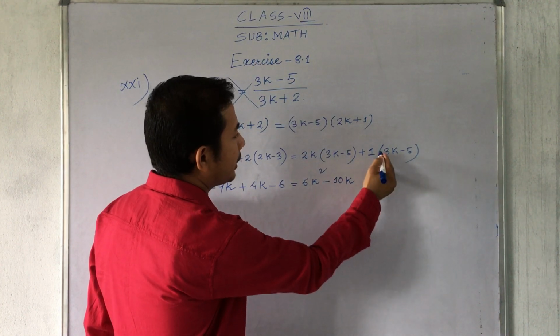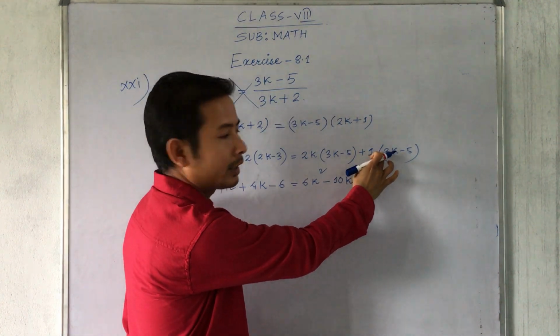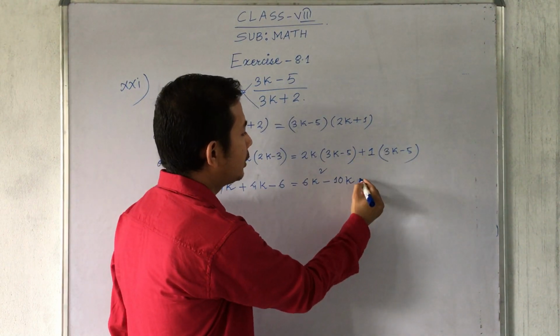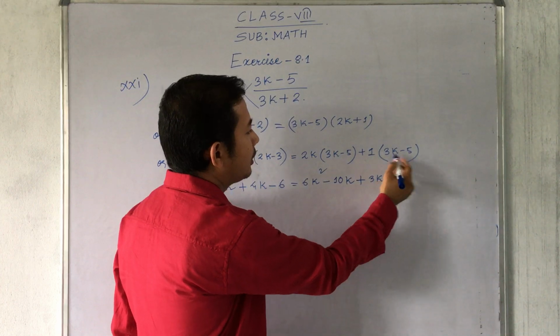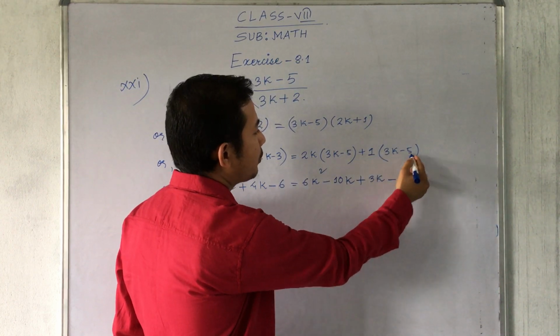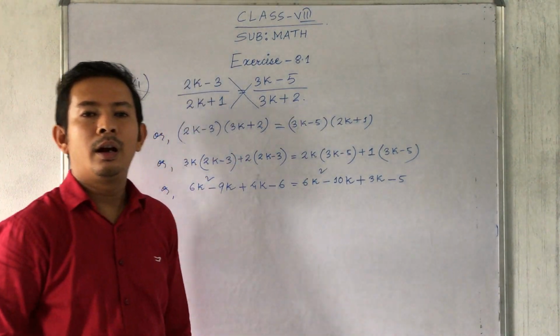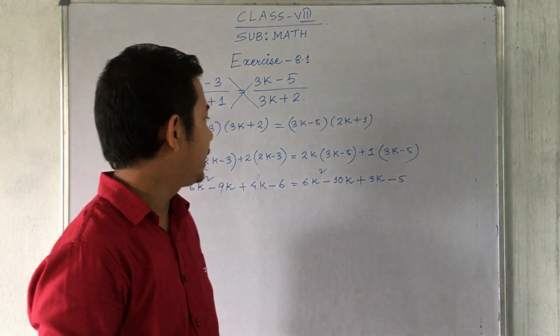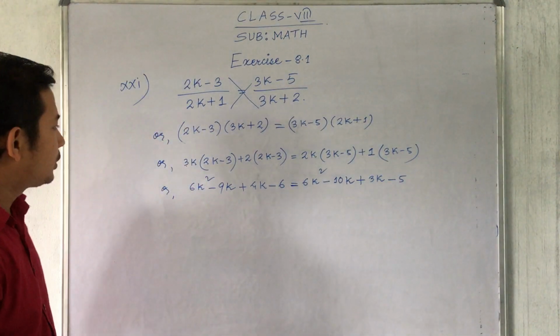Now look at it. Plus minus, in front of 1 plus, in front of 3k also plus, isn't it? So plus 3k and 1 if you multiply, it will be 3k only. Plus minus 5 times 1 is 5. Understood or not? It's very simple. Okay. Now see here.